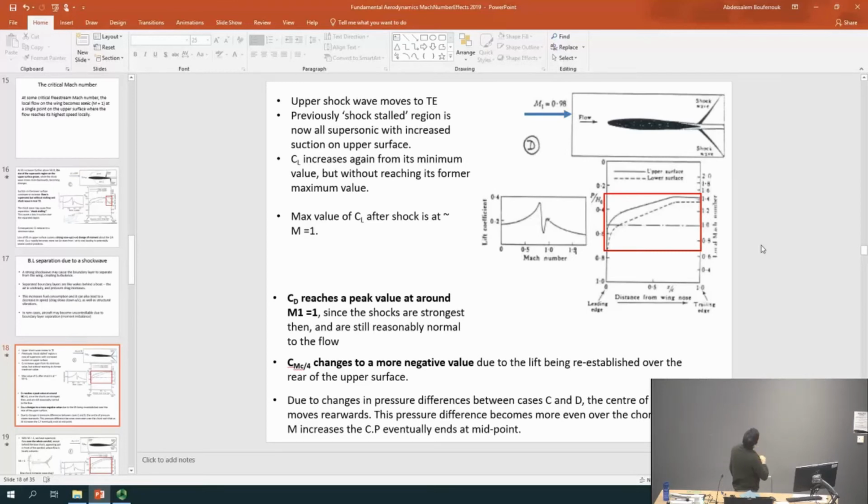In terms of what's happening to the drag, I'll show you the drag curve in a moment. But if you look at the drag curve as we approach Mach 1, it will reach a peak value. So the drag keeps increasing, and very close to 1 this is kind of your worst enemy in terms of the drag.